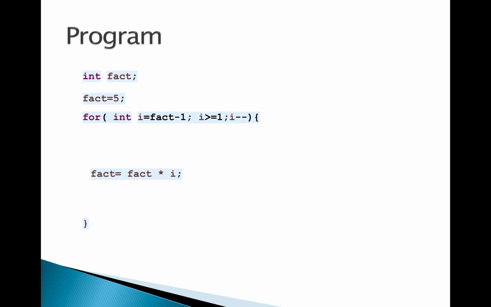Finally, after you calculate 1, I will become 0. So since it is 0, the condition is failing and it's going to come out of the loop and print 120 here. So whatever we documented as a manual step, we are just putting it here in the form of a program.